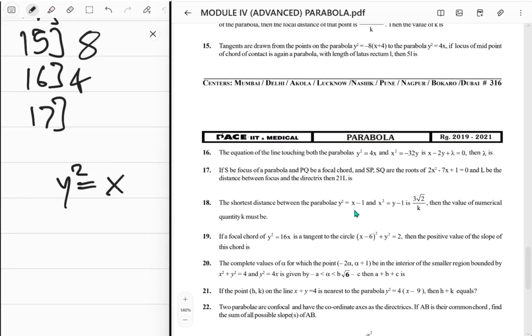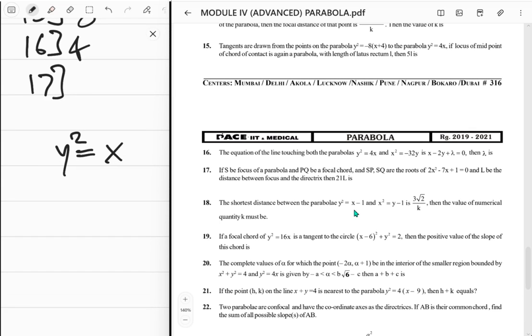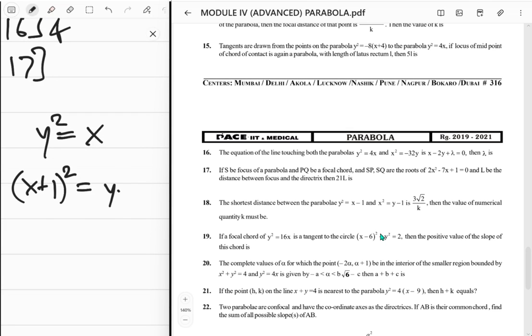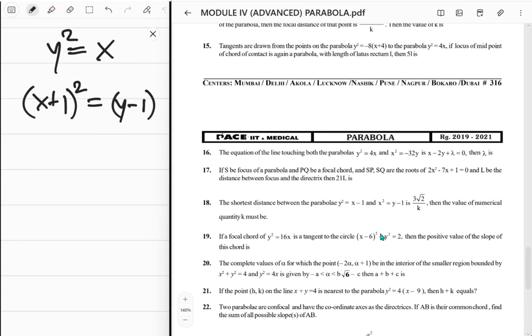y squared equal to x, and then instead of x minus 1, you're putting x everywhere, right? So you just put x as 1 plus x. That makes sense. So you get (x plus 1) squared is equal to y minus 1, right? So yeah, and you are seeing the shortest distance between this parabola and that parabola is 3 square root 2 upon k.